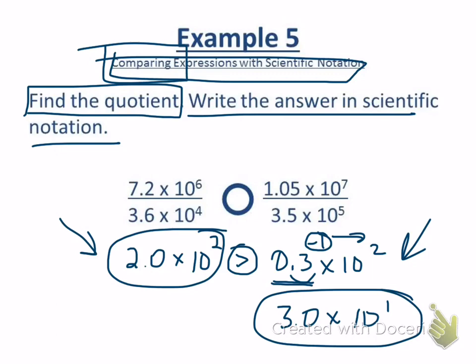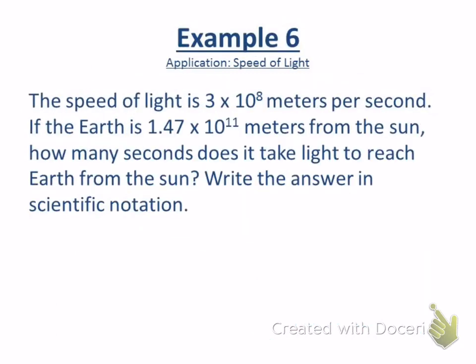All right, let's look at this one. This one is a little bit more involved, a little bit confusing. So let's just kind of take it apart. The speed of light is 3 times 10 to the 8th meters every second. Charlie, stop clicking, please. 3 times 10 to the 8th meters per second. That's a long way in 1 second. That's fast. The Earth is 1.47 times 10 to the 11th meters from the sun. That's a lot of meters from the sun. How many seconds does it take light to reach Earth from sun?